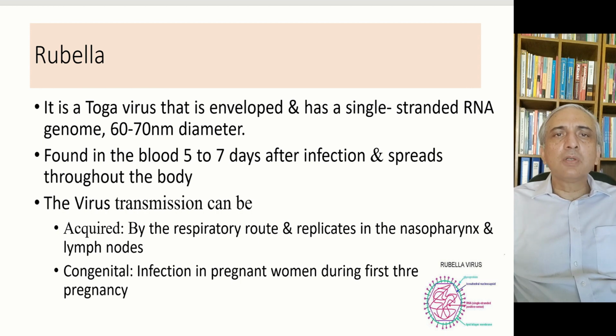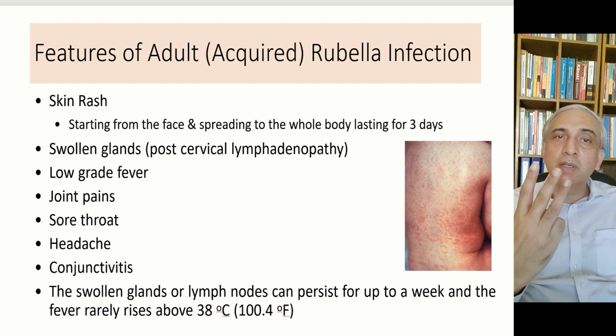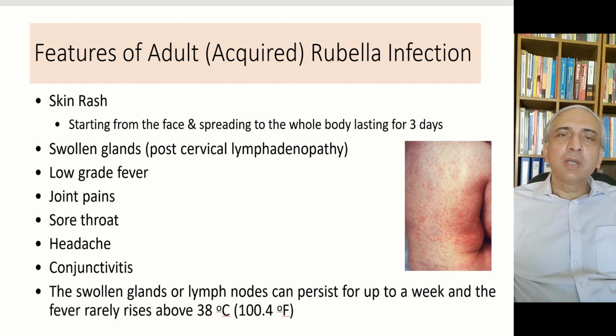So it is important to differentiate that there are 2 types of rubella infections. One is acquired rubella infection, and the other is the congenital rubella infection, which is usually called congenital rubella syndrome. Features of an adult rubella infection: you start off with a skin rash. It starts from the face and spreads to the whole body, lasting for 3 days. So you remember, 3 days rash. You get swollen lymph nodes, especially post-cervical, low-grade fever, joint pains, sore throat, headache, and conjunctivitis.